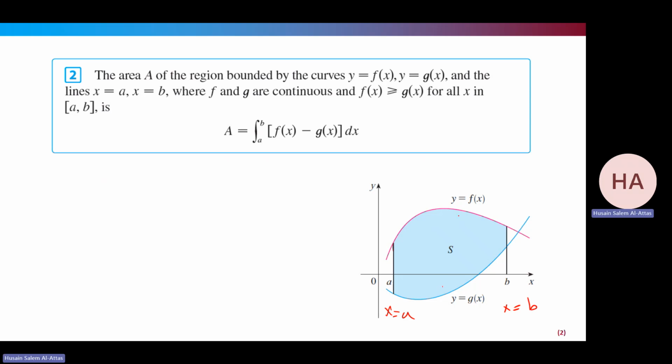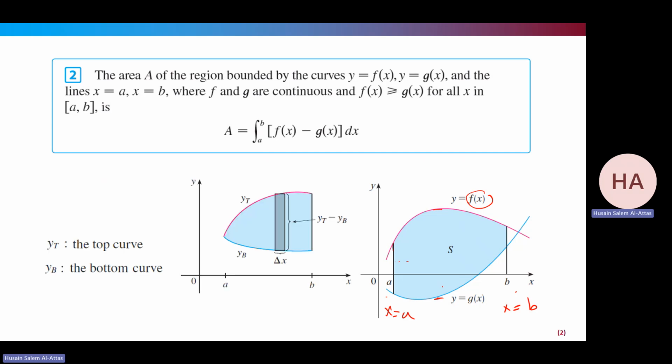You can think of it like if I put a strip here. I want to do it all the way from A to B, and I want F minus G, since F is bigger than G, above G. So I have F of X minus G of X from A to B. That will be the area, which you can think of as the area under the curve of F minus the area under the curve of G.